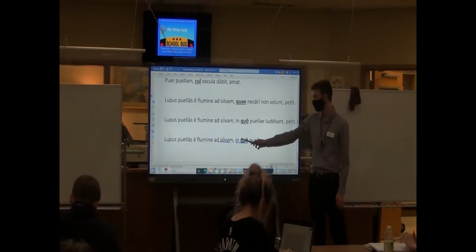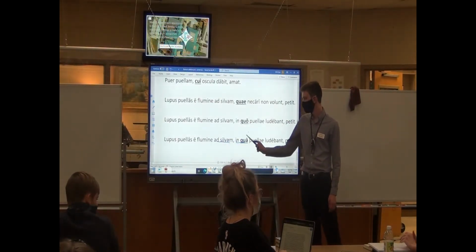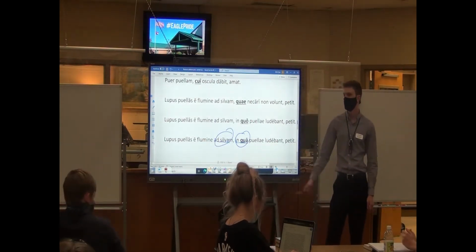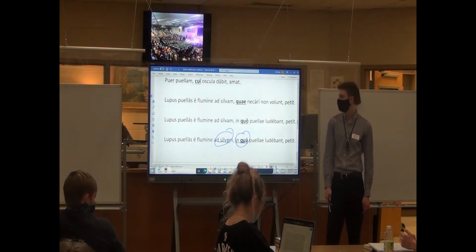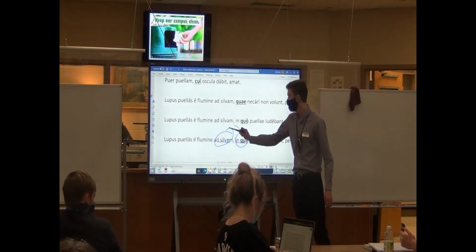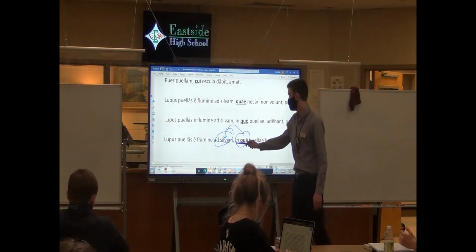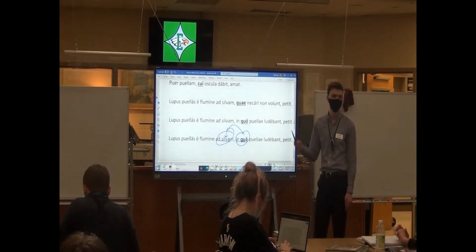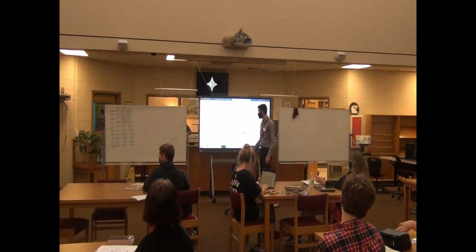So, yeah, you guys are right. This is feminine. This is singular. This is feminine. This is singular. But this is ablative. This is accusative. They don't match the case. Right, the cases don't have to match. So, in quo is referring back to the woods in which the girls are playing. So I guess the wolves gave up the chase because he chased them from the river to the woods. And so they just started playing in the woods after that.